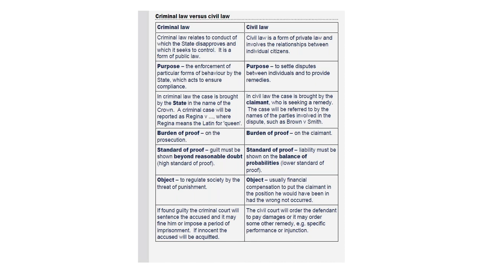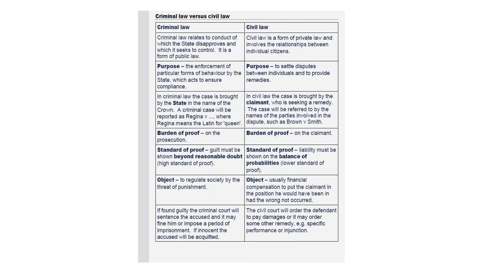The burden of proof is on the claimant, the person who brings the case to the court. All the proof has to be provided by that person. As for the standard of proof, you don't have to provide such a standard that no reasonable doubt is left. You only have to provide enough proof to show that the other person was liable for his actions. So liability must be shown on the balance of probabilities. That is a lower standard of proof. In criminal law, you require a higher standard of proof. In civil law, you require a lower standard of proof.